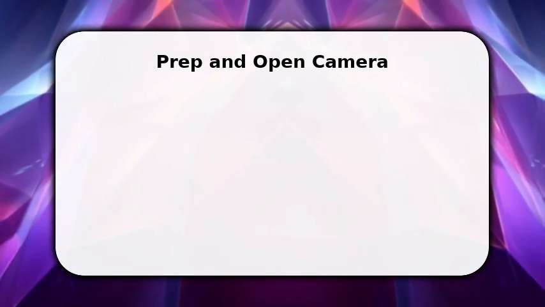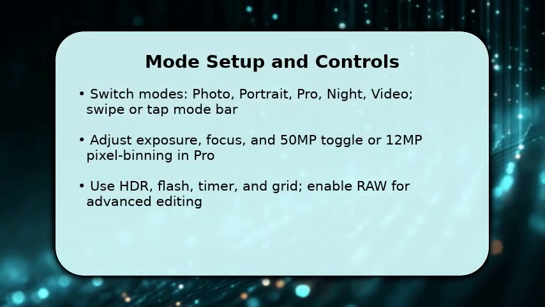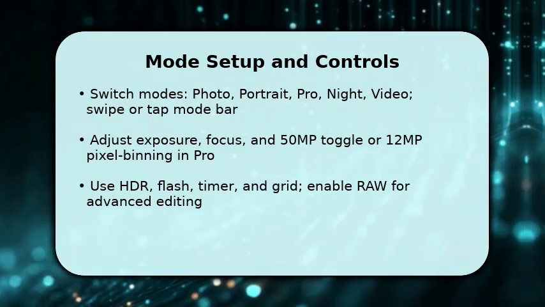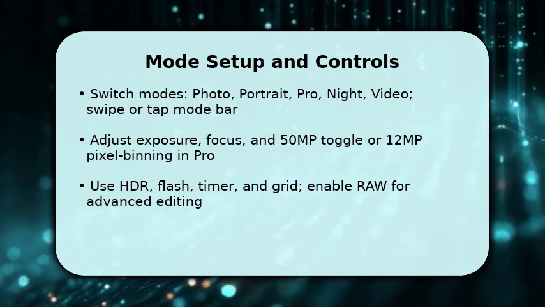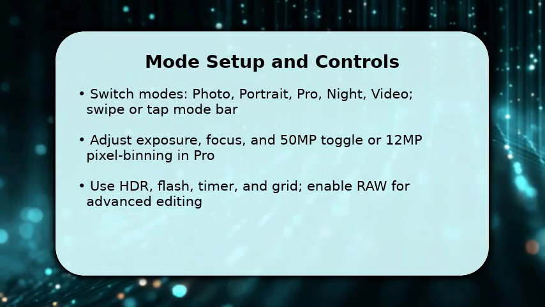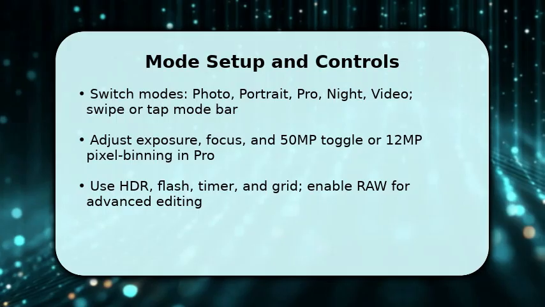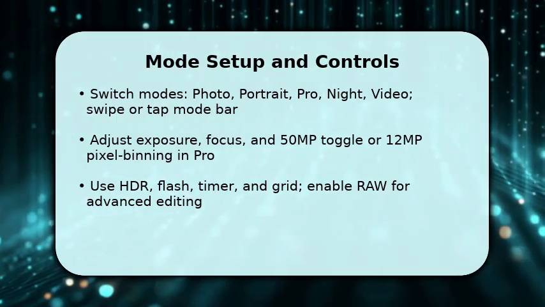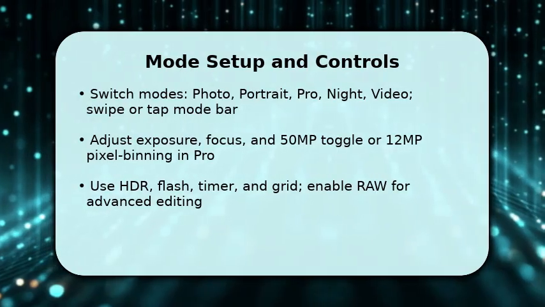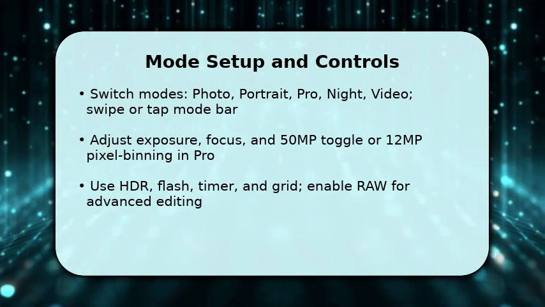Now you configure modes and manual controls. Tap Photo for quick shots or choose Pro to set ISO, shutter speed, and focus manually. This matters when lighting is tricky. Use the 50MP toggle only when you need high detail, otherwise 12MP pixel binning gives cleaner low-light images. For compositions, turn on grid lines. Enable HDR in high-contrast scenes. Once you've set flash and timer, practice a few shots to confirm exposure and focus behavior before moving to finish by capturing and verifying your best shots.